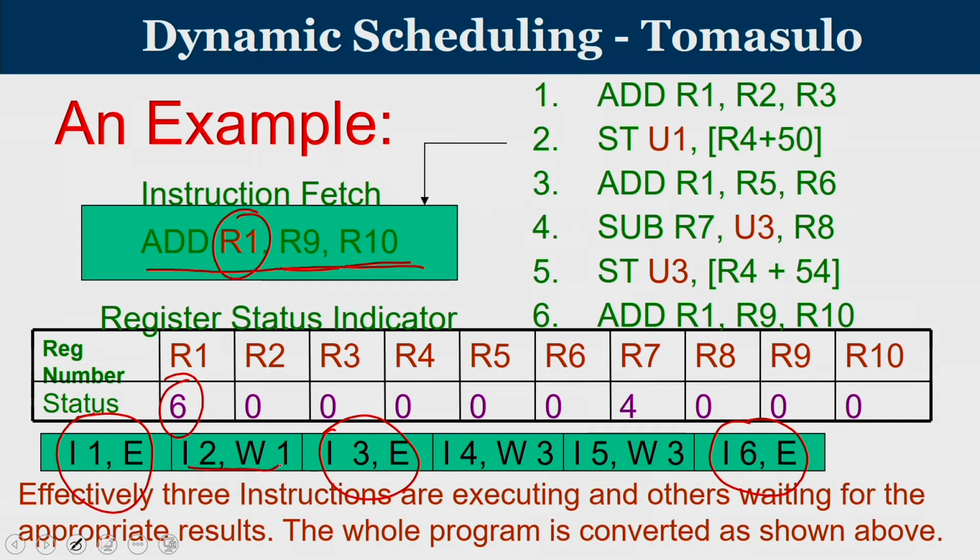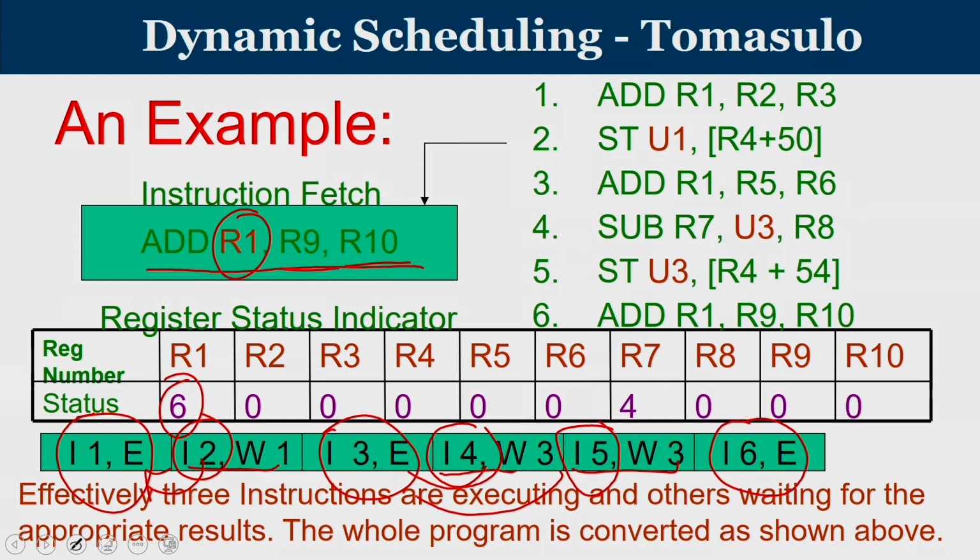Whereas your second, fourth and fifth instructions are waiting. Second is waiting for the value of R1. Fourth and fifth are also waiting for R1, but they are waiting for different versions of R1. I2 waits for I1, and I4 and I5 wait for I3. So, effectively 3 instructions are executing and others are waiting for the appropriate result.